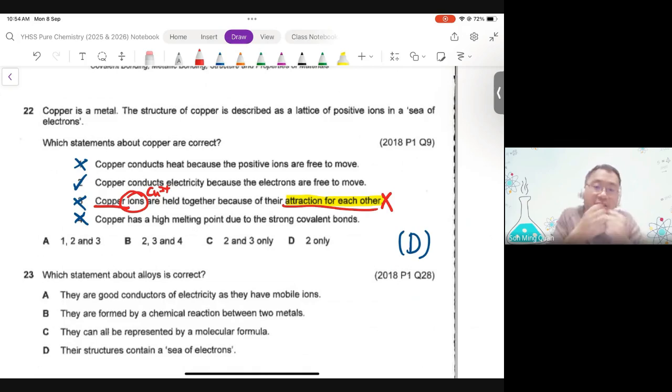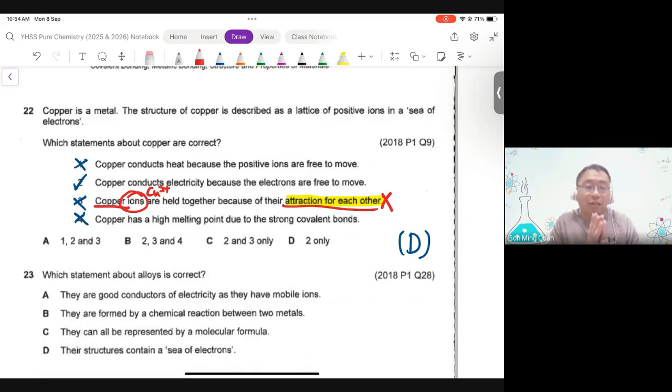So the idea is tear the words apart. Don't just fixate on attract. Yeah, there's attraction, but the attraction is between the ions and the delocalized electrons, not ion with ion. So the Cu2+ does not attract Cu2+. The Cu2+ attracts the delocalized electrons. So statement 3 is actually wrong. Incorrect to say attraction for each other.